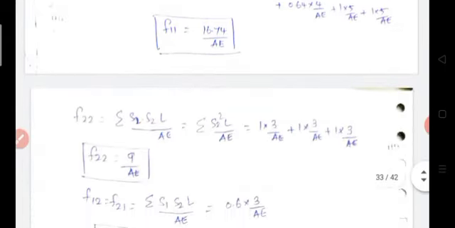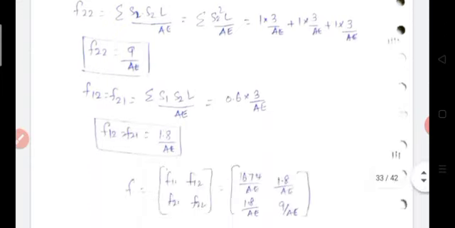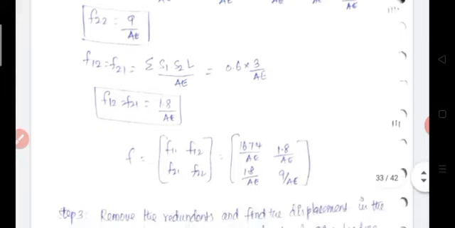Then F22 is equal to summation of S2 square L by Ae. Take summation of all S2 square L by Ae terms. Then F22 is equal to 9 by Ae. Then F12 equal to F21 is equal to summation of S1 S2 L by AE. Substitute all the values, then finally F12 F21 is equal to 1.8 by AE.